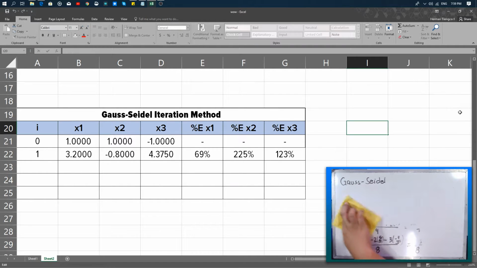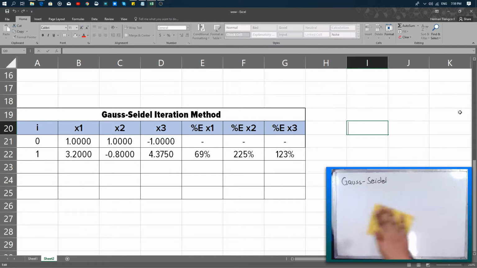So, as you could clearly see, we don't have the values for the percentage error at the 0 iteration because we don't have a previous value of the x sub 1, x sub 2, and x sub 3. They are our initial values, or we have just set them ourselves. And then for the first iteration, we already have the values for the percentage error, which are great in magnitude: 69%, 225%, and 123%. So how do we solve that?